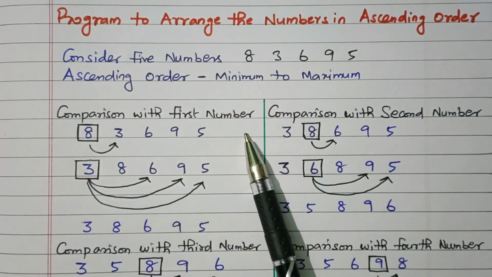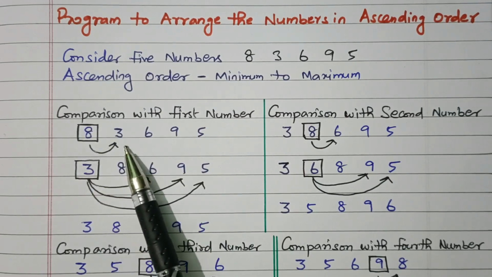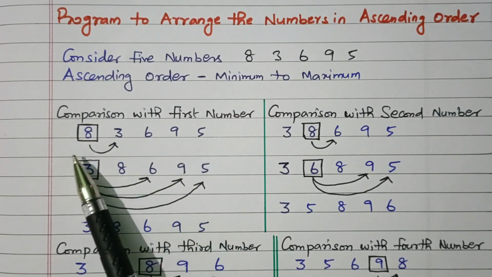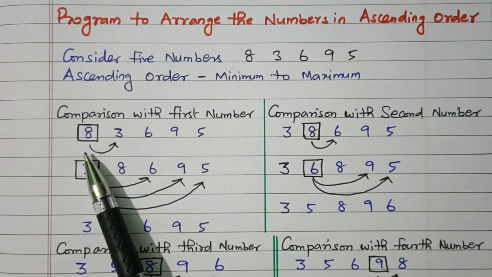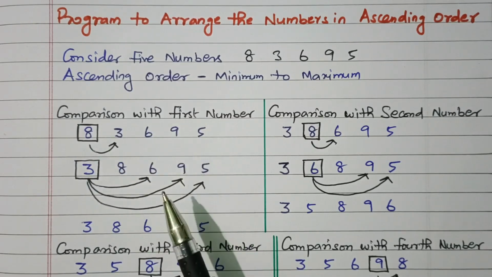Comparison with the first number. Let us consider the first number. This first number is compared with the remaining numbers one by one, right? Step 1: the first number is considered. That first number is compared with the second, third, fourth and fifth number.